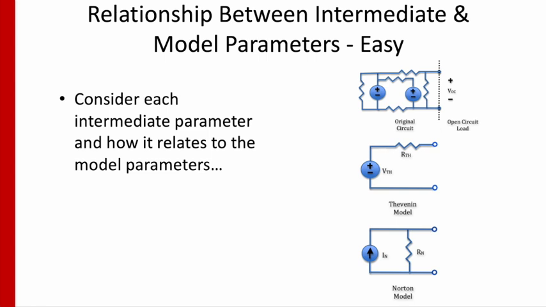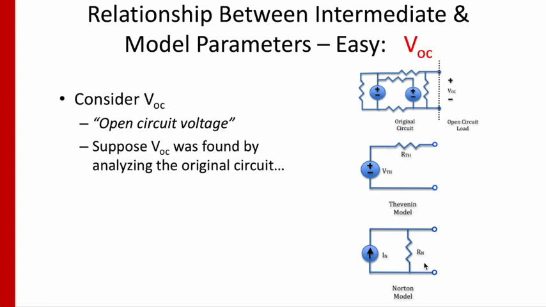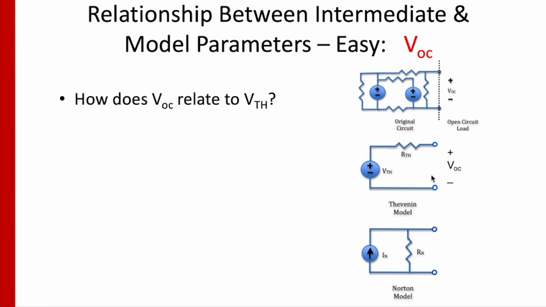Okay, so we'll just take these one at a time here. Let's consider how each intermediate parameter relates to the various model parameters. Okay, here's the original circuit, the Thevenin model, and the Norton model. Okay, VOC, the open circuit voltage. So let's suppose we're given this original circuit, and we do the analysis and find out what VOC is. Now, how does that relate to the model parameters? For example, how does VOC, shown here, relate to the Thevenin voltage?